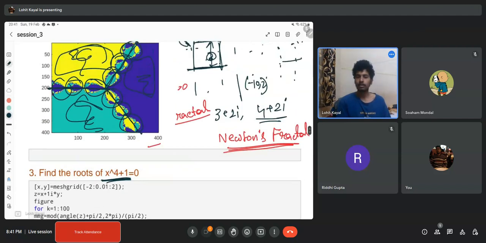So this is for z cube minus 1 equal to 0. Now what will happen for x to the power 4 plus 1?